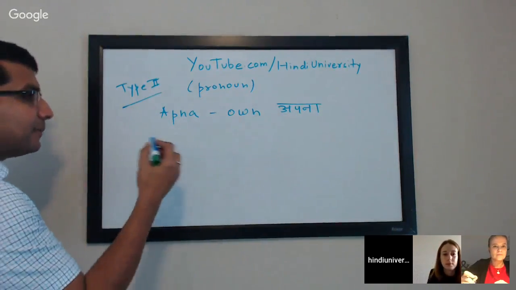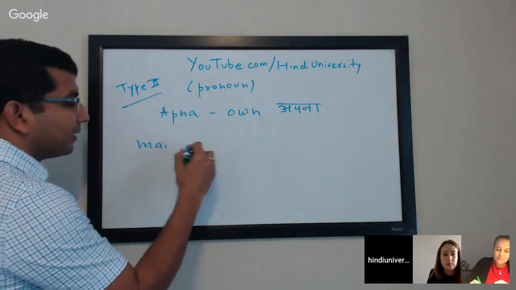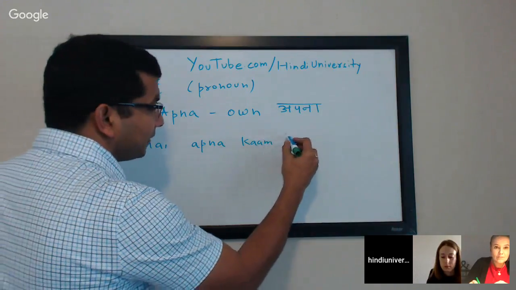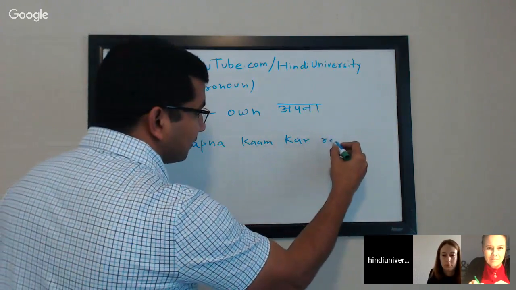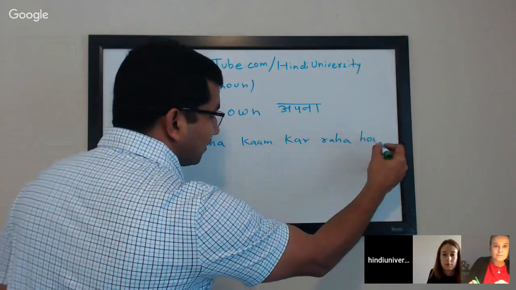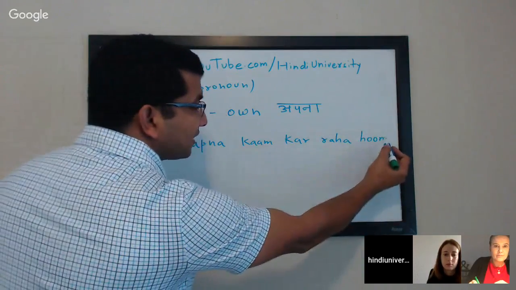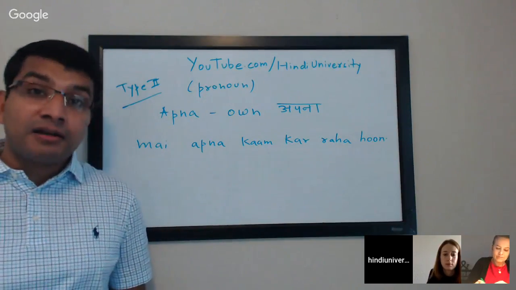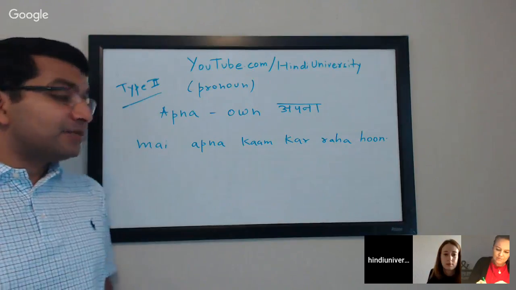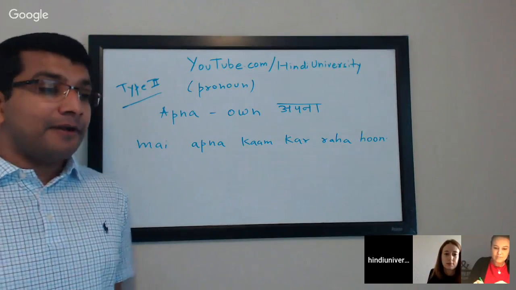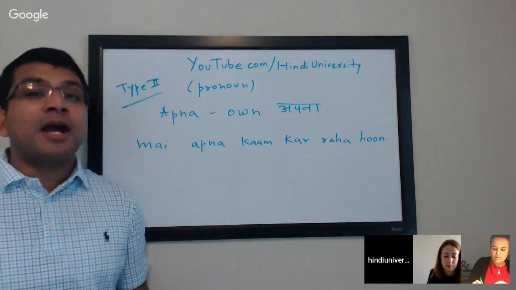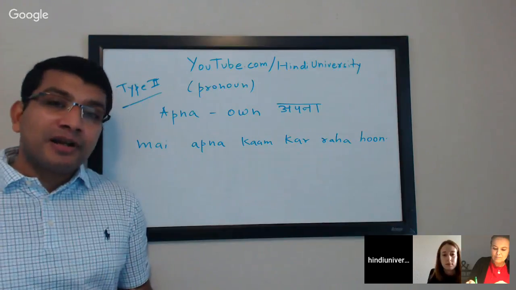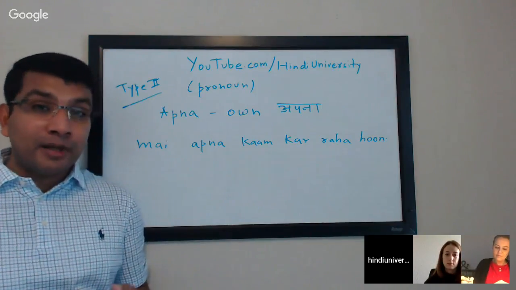A simple sentence would be: main apna kaam kar raha. Let's say my mom is asking me, what are you doing? Tu kya kar raha hai? I'm saying main apna kaam kar raha hu. One way would be main kaam kar raha hu, I'm doing the work. The second one would be main apna kaam kar raha hu, I'm doing my own work.